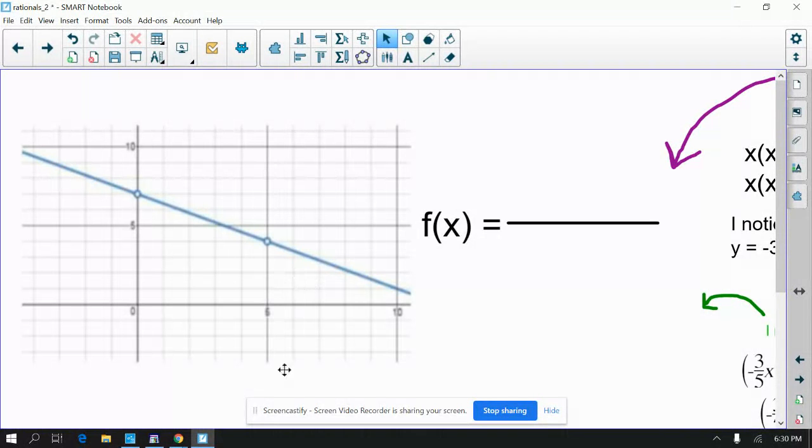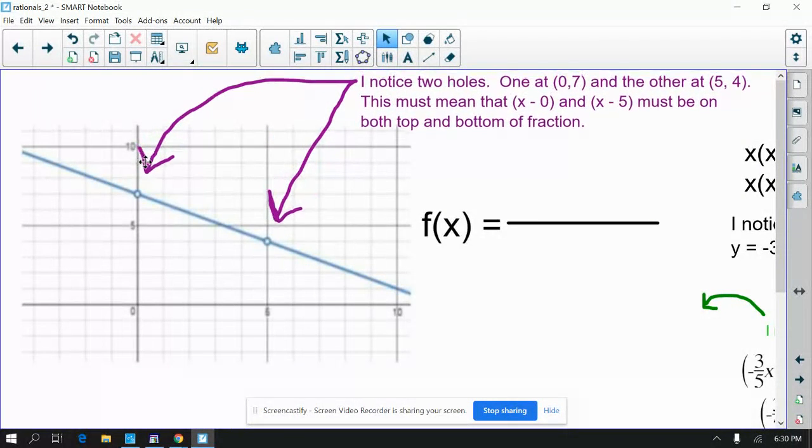So if there's no vertical asymptote, that means you're not dividing by anything that would make you have 0. And there's no horizontal asymptote. So what does that mean? If there's no horizontal asymptote, that means the degree of the top has to be bigger than the degree of the bottom. You probably noticed the holes early on.